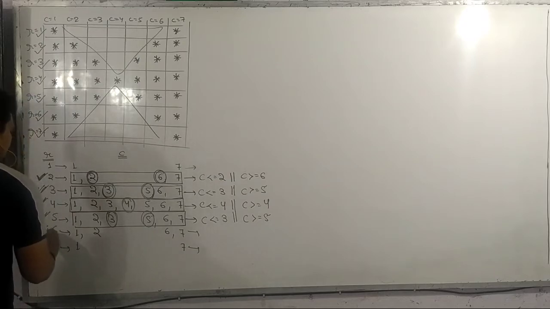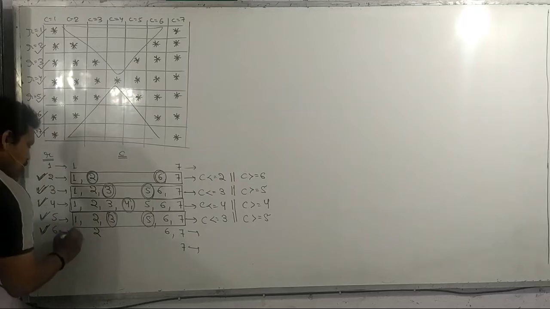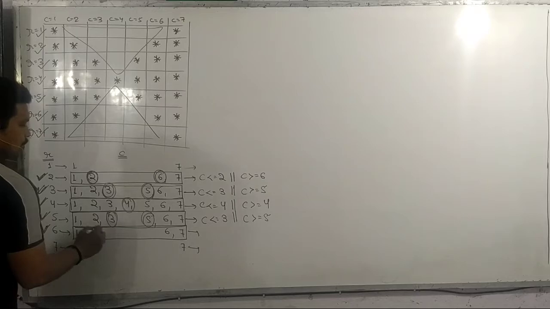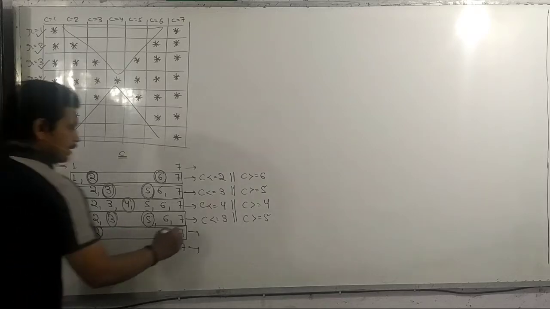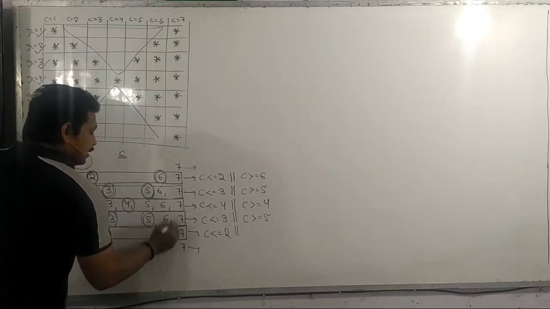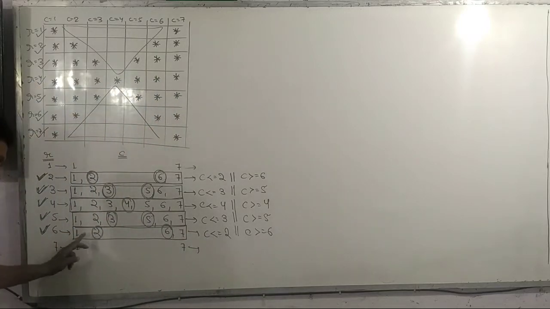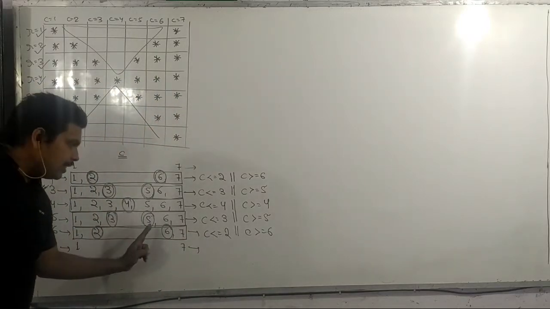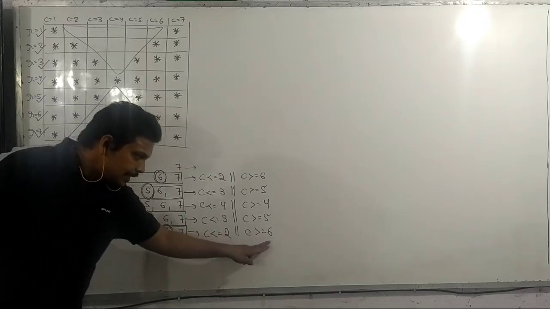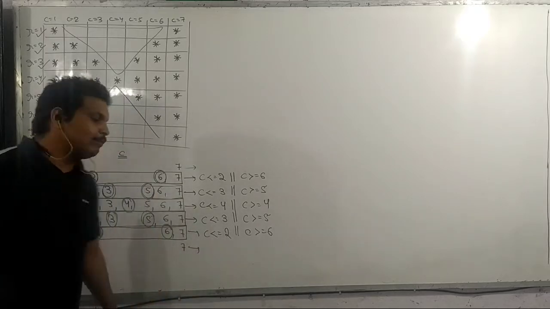Then when r is equal to 6, on which values of c the stars are getting printed? 1, 2 or 6, 7. So here I will write c less than equal to 2, logical or c greater than equal to 6, right. The value of c is 2 or less than 2, or the value of c is 6 or more than 6. If either of the two conditions is true, print star, we have to print star.